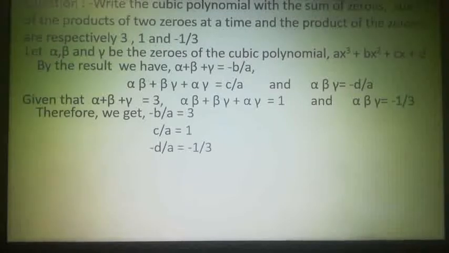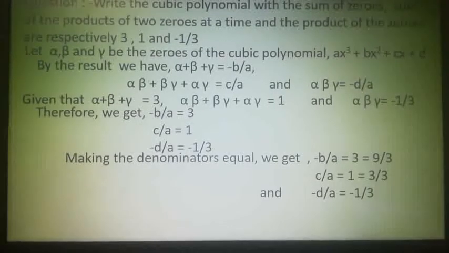So we have three equations: negative b by a is equal to 3, c by a is equal to 1, and negative d by a is equal to negative 1 by 3. From these three equations, you have to get the values of a, b, c, and d. See, in all three equations the denominator on the left side is the same, a. So the right side also should have the same denominator. That means you have to make the rational numbers alike. The rational numbers are 3 by 1, 1 by 1, and negative 1 by 3. So the LCM of 1, 1, and 3 is 3. So make the denominator of each expression on the right side 3.